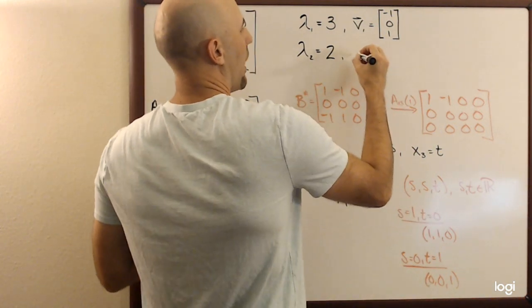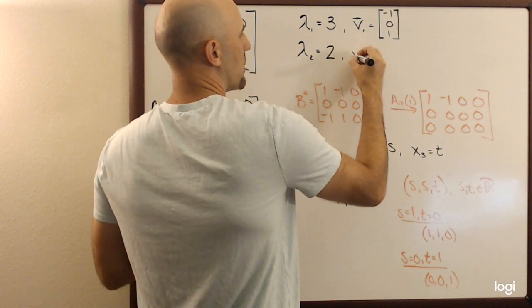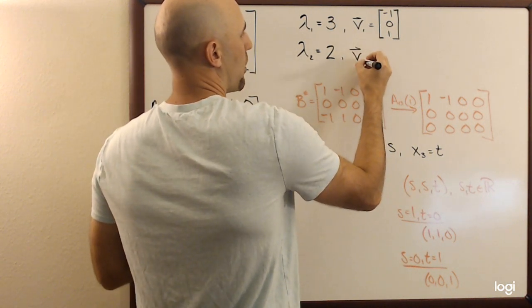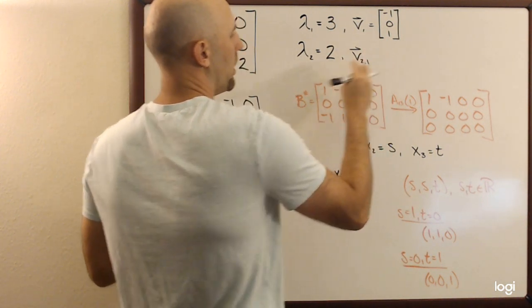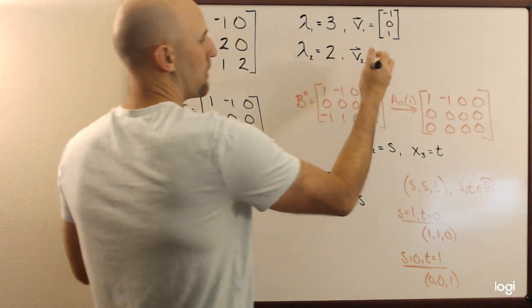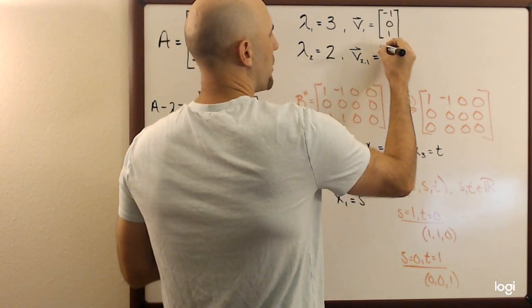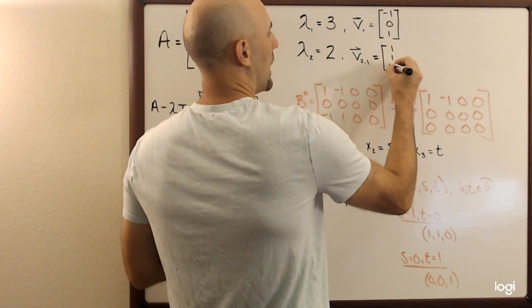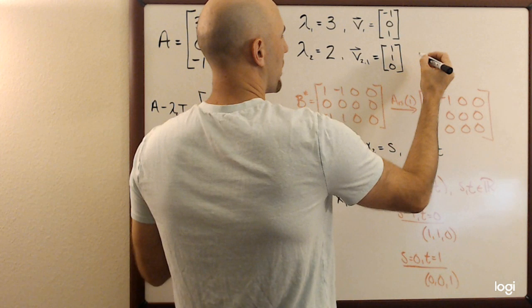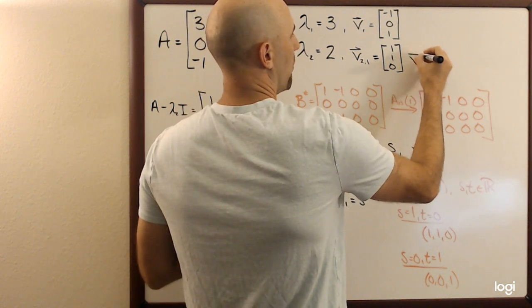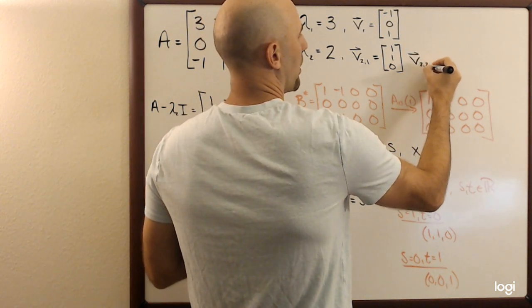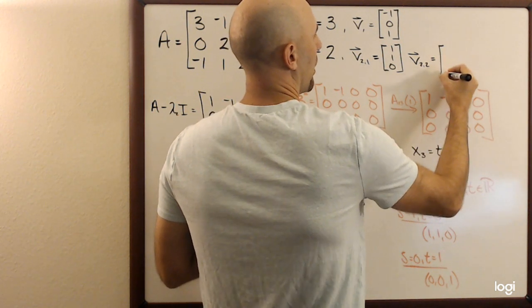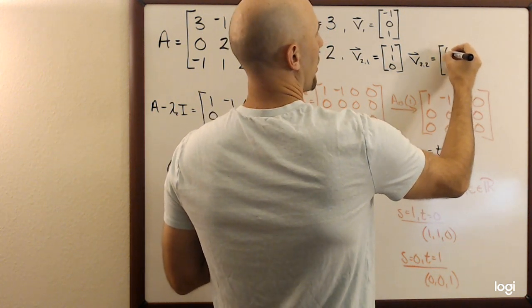Now, I'll label these again with just subsequent subscripts here. We'll call this one v21, again corresponding to lambda 2. This will be the first vector. I'm writing these vertically, and I'm not going to lie to you, I don't know why. Eigenvectors tend to be written vertically. There's probably a good reason for it.